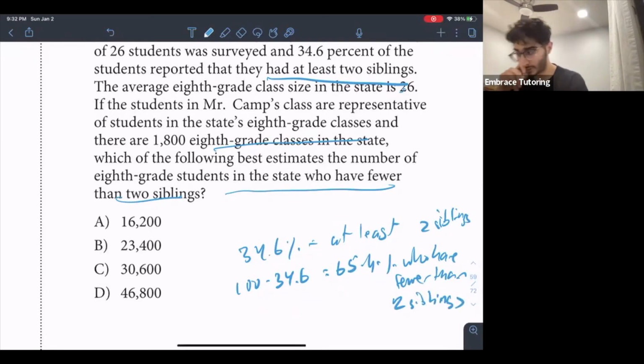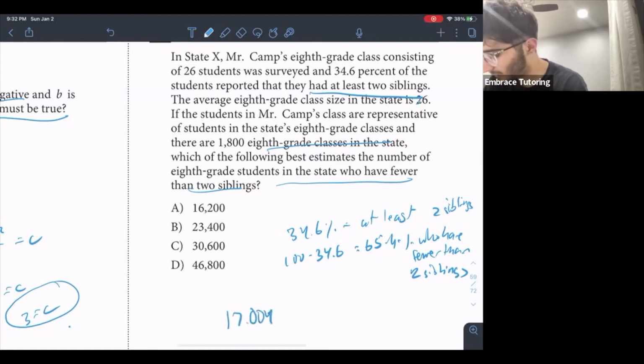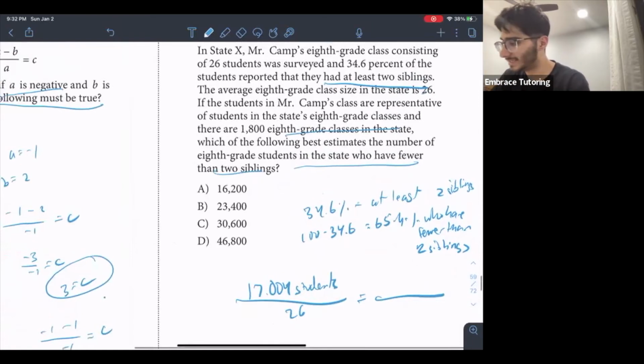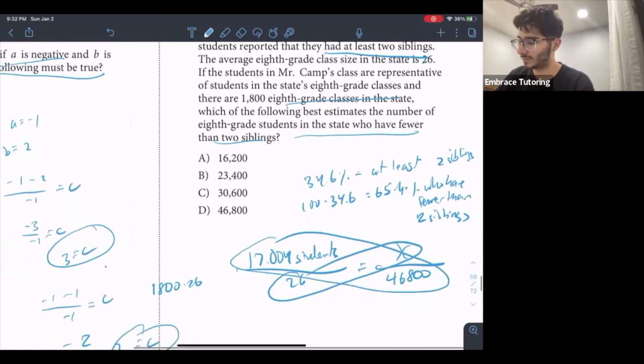which would mean that you have to take 65.4% of the 26, so 65.4 times 26 and then divide it by 100, to get 17.004 students in the class who have fewer than 2 siblings, out of the total, which is 26, is equal to the total in the state, which would be 1,800 times 26. 1,800 times 26 gives you 46,800 students, and they're looking for X. So then you do a cross proportion, then cross multiplication.